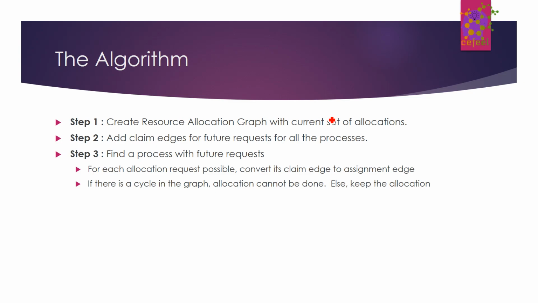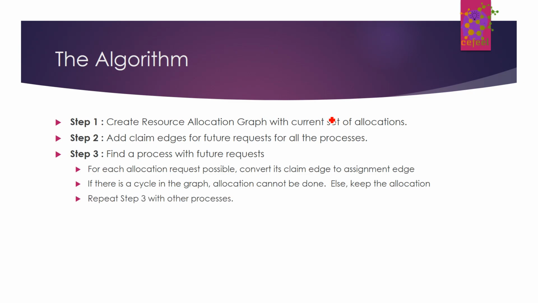If there is a cycle in the graph, we cannot perform the allocation, which means we actually go back and again change the assignment edge to a claim edge, indicating that this resource cannot be allocated at this point, but maybe at some point in future. But otherwise, if there is no cycle, we will keep the allocation, which means we'll keep the assignment edge, and then we will move ahead to its next request of the process.